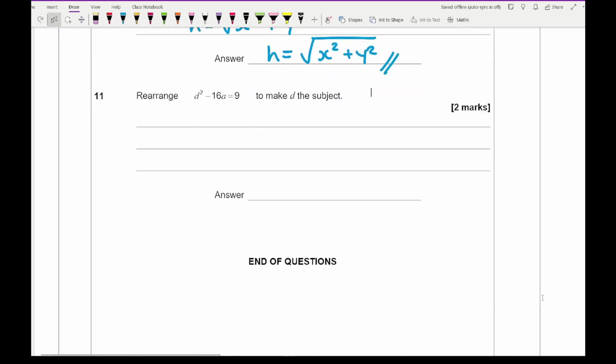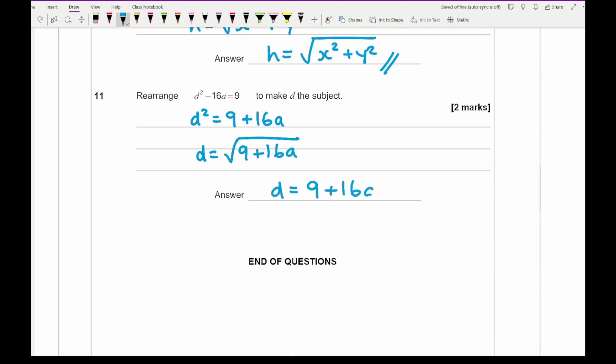Then for our last question, it says rearrange d squared minus 16a equals 9 to make d the subject. So again, first you want to get rid of the minus 16a, so d squared equals 9 plus 16a, and then d equals the square root of 9 plus 16a. So d equals 9 plus 16a, all square rooted. And there we go.